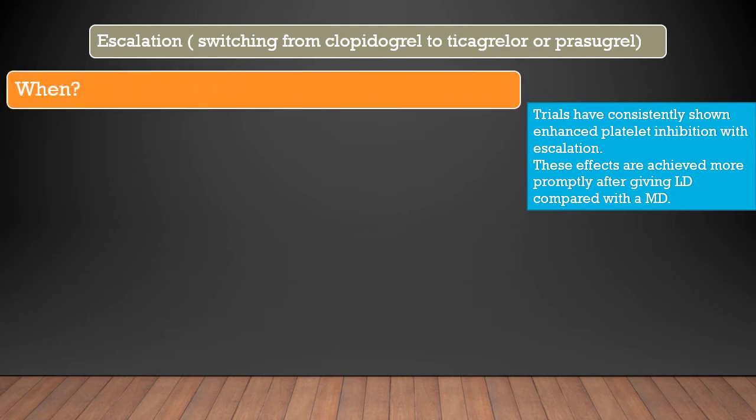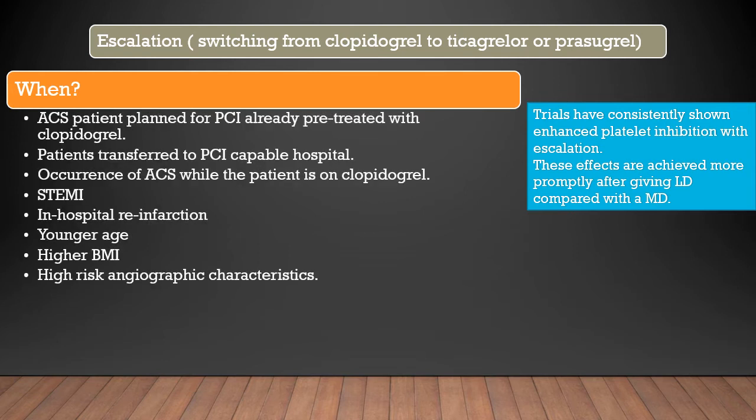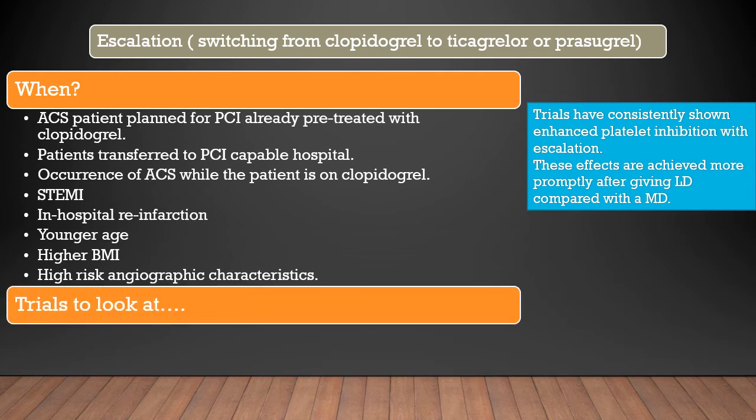When is escalation required? Acute coronary syndrome patients planned for PCI already pre-treated with clopidogrel, patient transferred to a PCI capable hospital, occurrence of acute coronary syndrome while the patient is on clopidogrel, ST elevation MI, in-hospital reinfarction, younger patients, patients who have higher BMI, and high-risk angiographic characteristics. Some of the trials that I will recommend you to look at are the SWAP and the RESPOND trials.